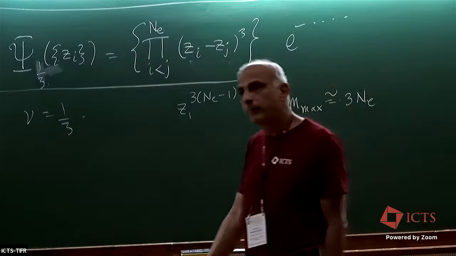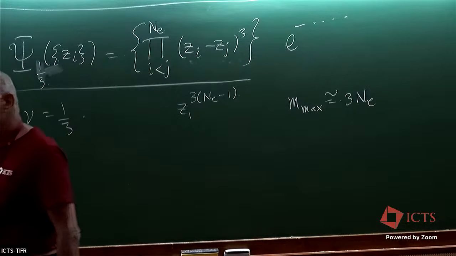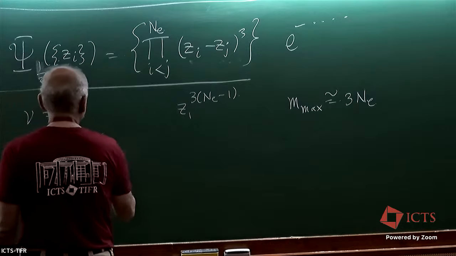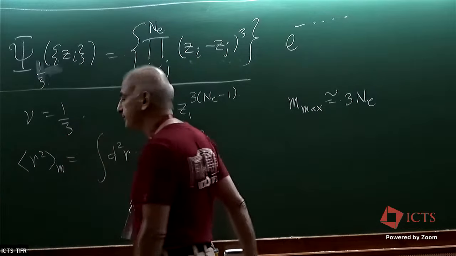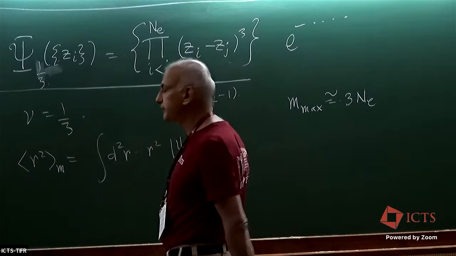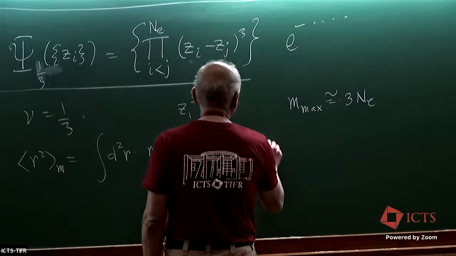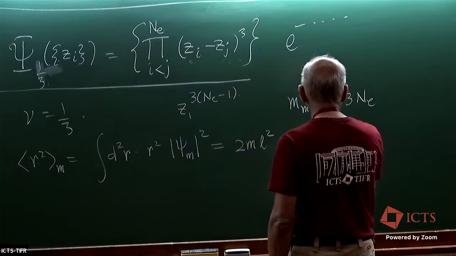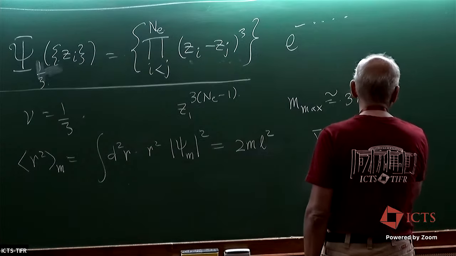Now, what is the size of an orbit which has the quantum number M? You can ask yourself, what is R squared in the state M? You can easily see it is the integral d²R, R squared |psi_M| squared. This is just some Gaussian integral that you can all do, and you will find that this looks like 2mL squared. So the value of R_M, the average radius of this orbit, is the square root of that: L times the square root of 2m.